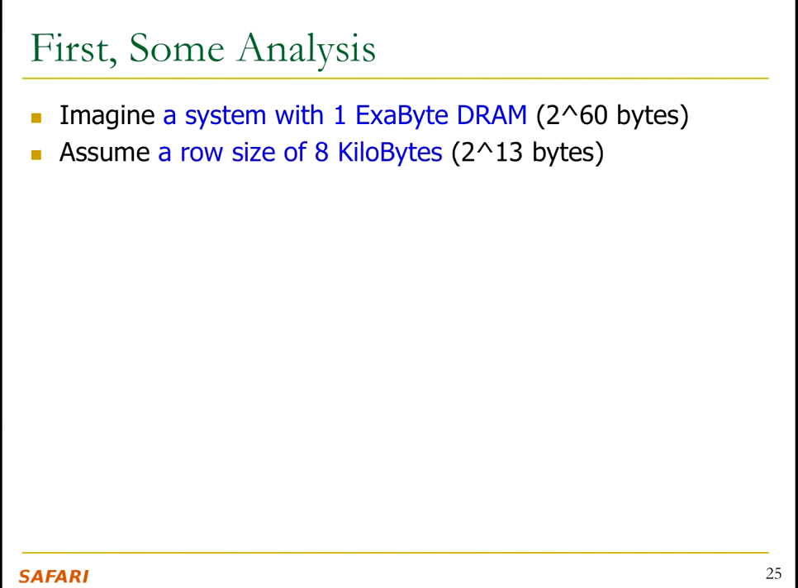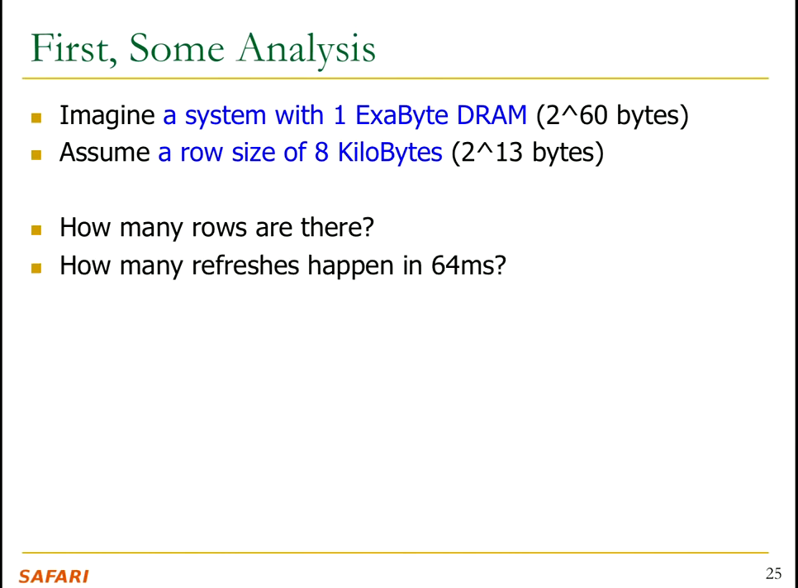And assume a row size of 8 kilobytes. Now let's do some calculations. How many rows are there? It's going to be simple math. You just divide the top one with the bottom one, right? 2 to the 60 divided by 2 to the 13, which is 2 to the 37, which is still a very large number. It's basically almost 1 tera rows, let's say. How many refreshes happen in 64 milliseconds? Basically, it's 1 tera refreshes every 64 milliseconds, right? 2 to the 37 refreshes. Every 64 milliseconds, you're doing these 2 to the 37 refreshes.